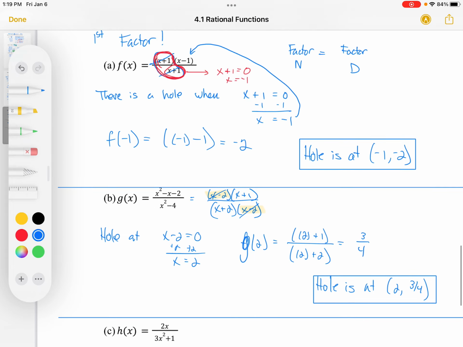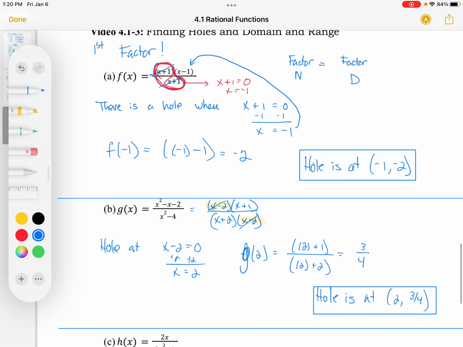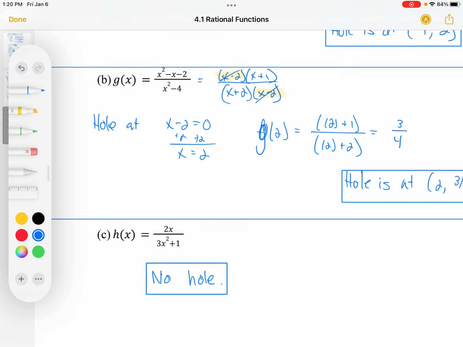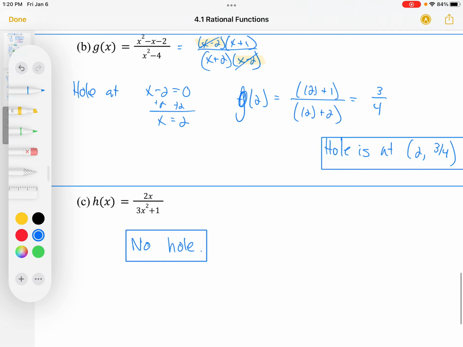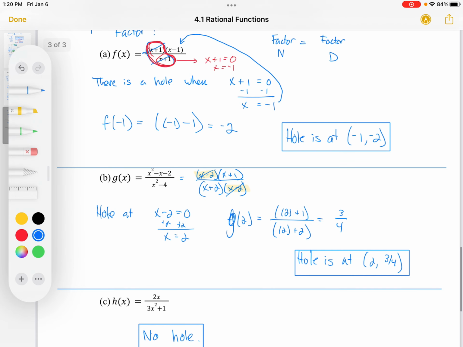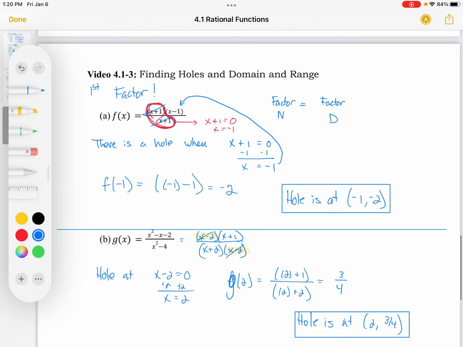Okay, so we've looked at an example where we have had a hole with a remaining factor. We've looked at an example where we've had a hole with a remaining factor in the numerator and the denominator. And we've looked at an example where we do not have a hole. If you want to learn anything more about graphing rational functions, you can check out the next video.